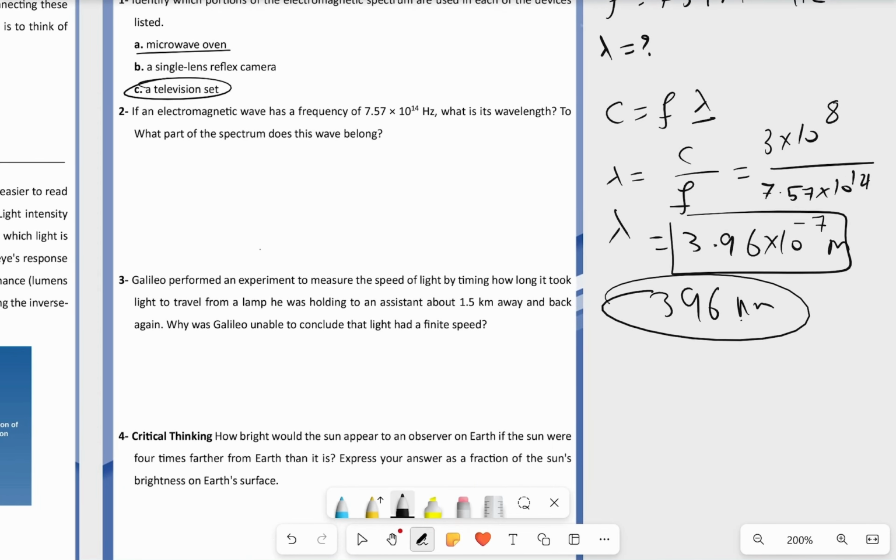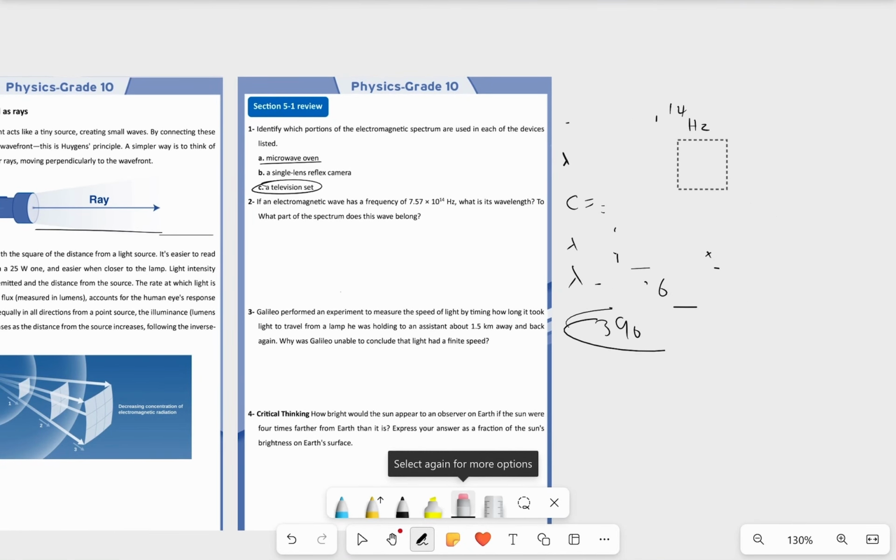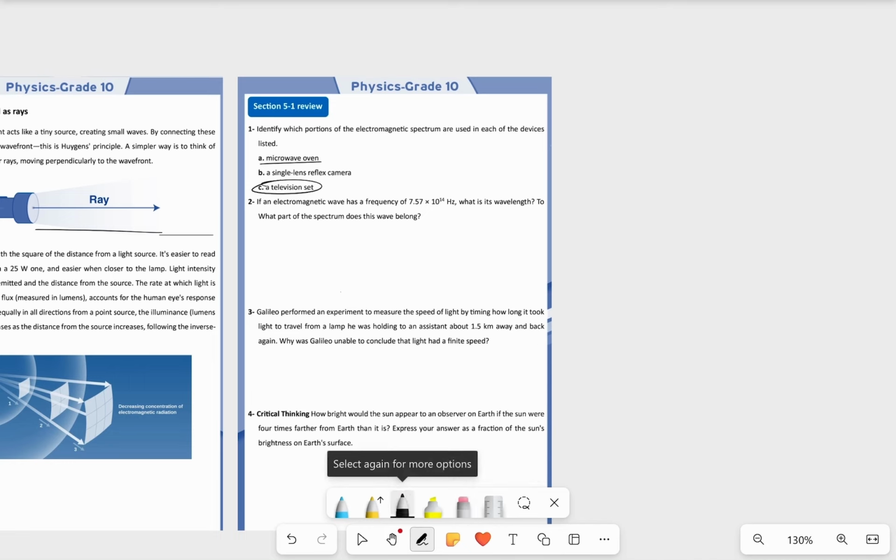Question 3. Galileo performed an experiment to measure the speed of light by timing how long it took light to travel from a lamp he was holding to an assistant about 1.7 kilometers away and back again. Why was Galileo not able to conclude that light had a finite speed? Because light travels very fast, and this distance is too short to calculate the speed of light. 1.5 kilometers is really short when we are dealing with the speed of light.